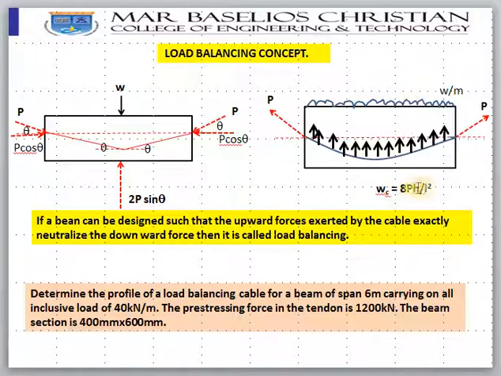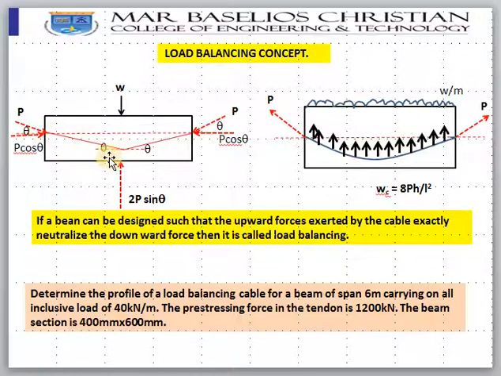So W minus WC you will get 0. When you get 0, the net load is going to be 0. So your moment is also going to be 0. Right? Understood? So that is what we are going to do. So in this load balancing concept, they will give you the load, they will give you the tendon's force also. So you should find out the eccentricity.